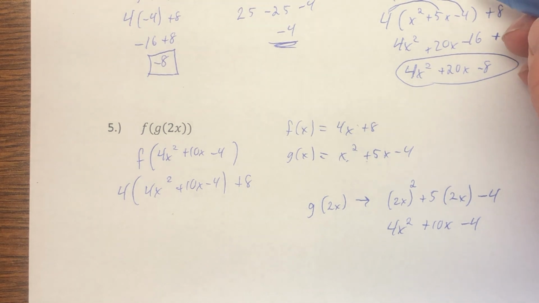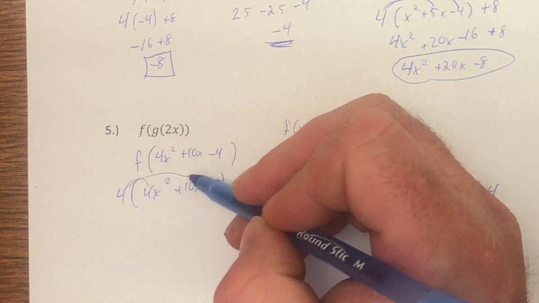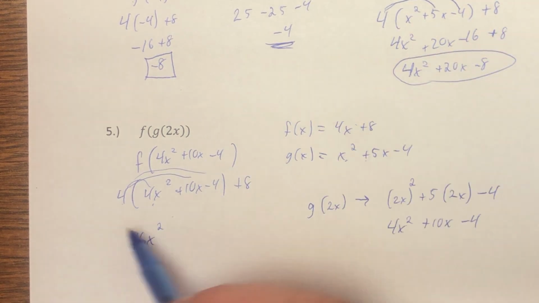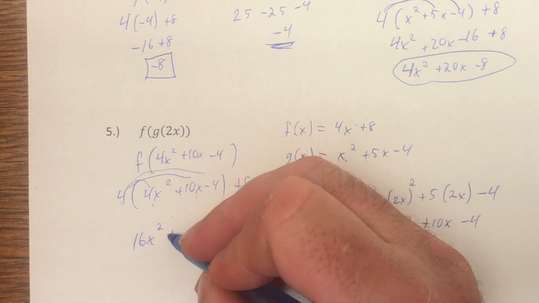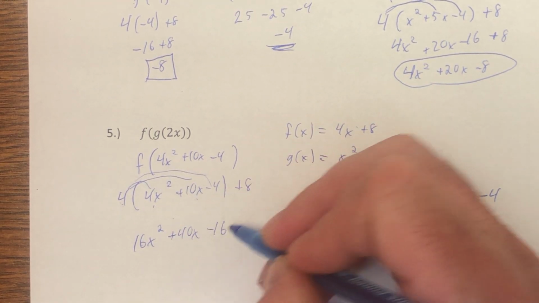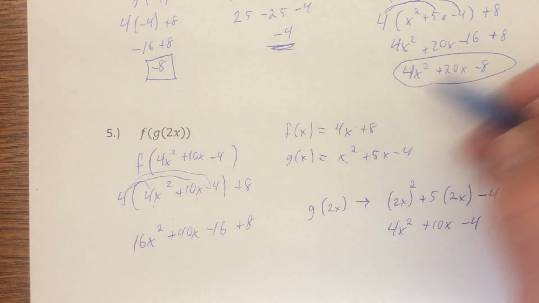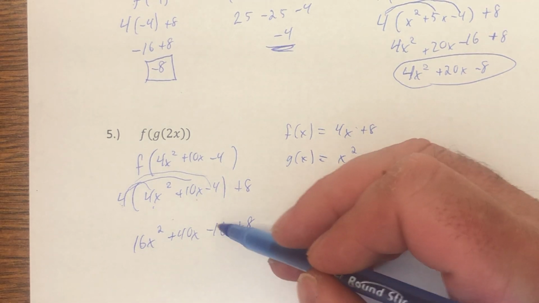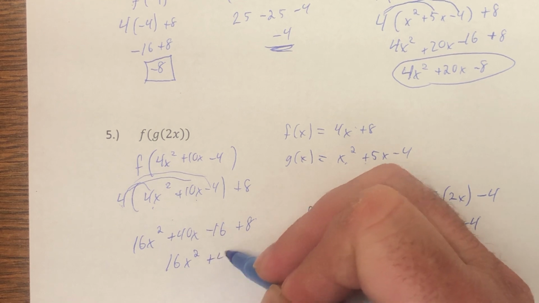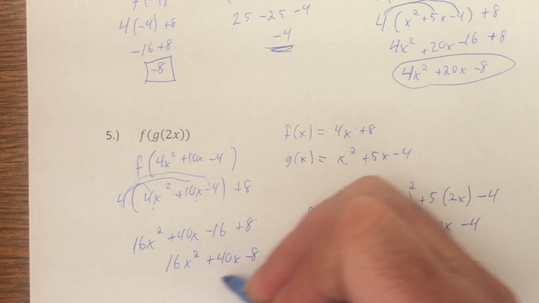Okay, distributing my 4 here, 4 times 4 is 16, so we get 16x squared. 4 times 10 is 40, so we get 40x. And then here I get minus 16, and the plus 8 still hanging on there at the end. I can combine my like terms. My final answer is 16x squared plus 40x minus 8.